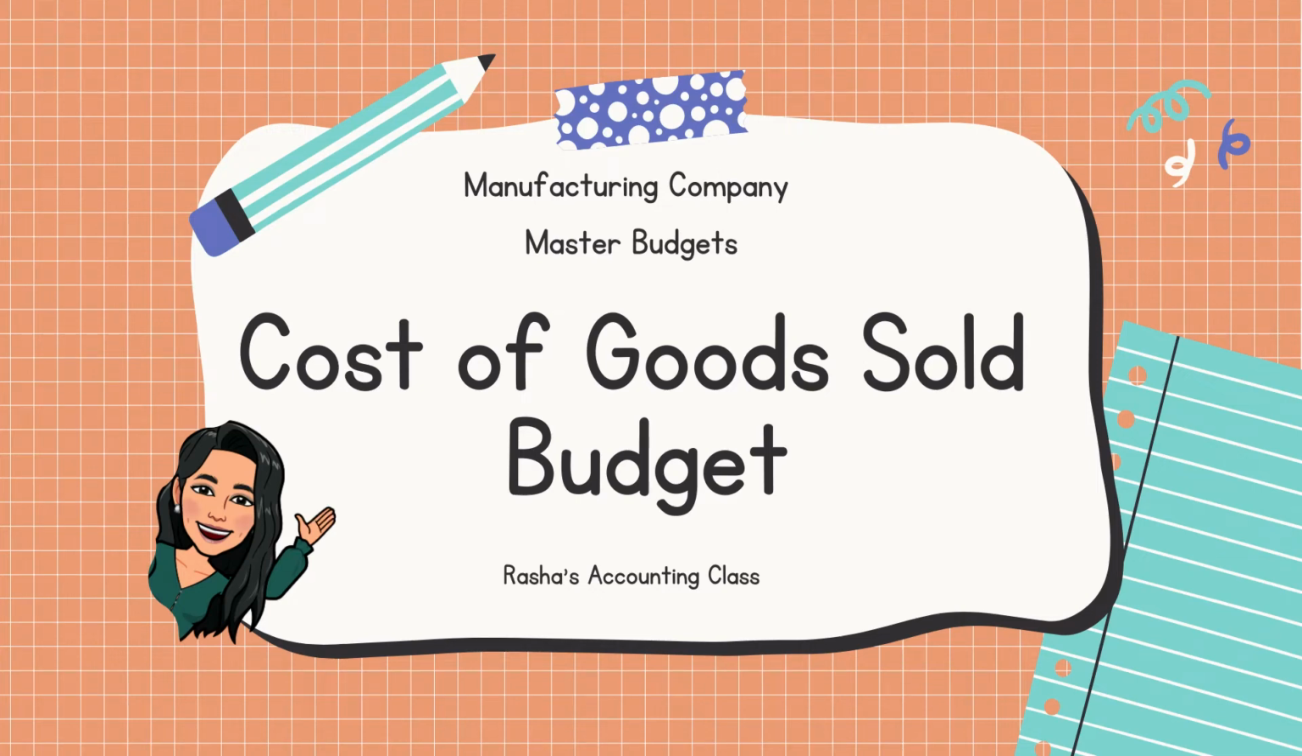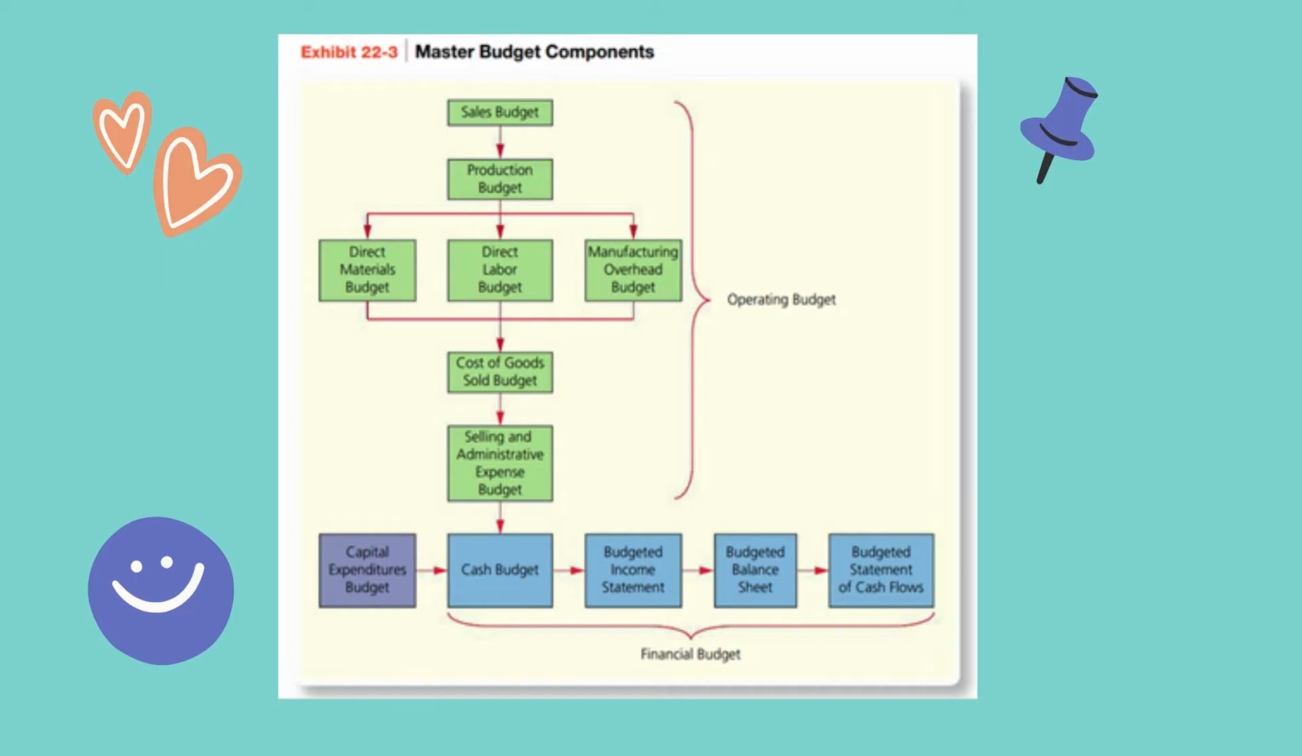Manufacturing company master budgets. Cost of goods sold budget. Master budget components for a manufacturing company. Today we're gonna do one of the operating budgets, which is the cost of goods sold budget, and it depends on direct materials, direct labor, and manufacturing overhead.